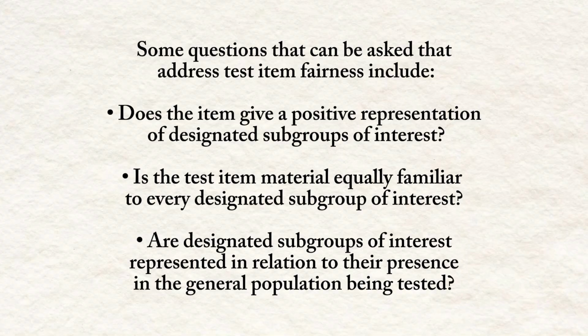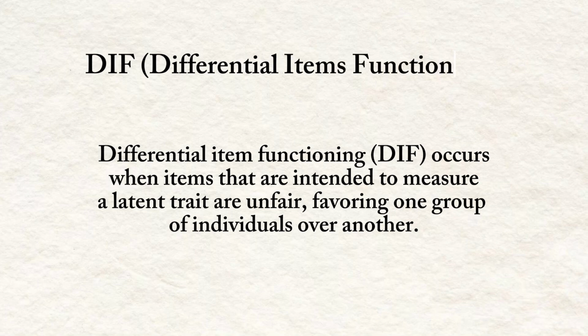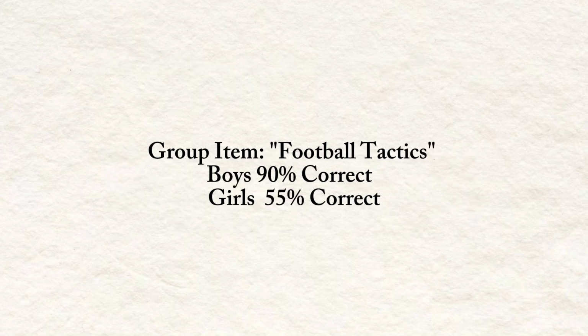Second, is the test item material equally familiar to every designated subgroup of interest? And third, are designated subgroups of interest represented in relation to their presence in the general population being tested? Then, what is differential item functioning?